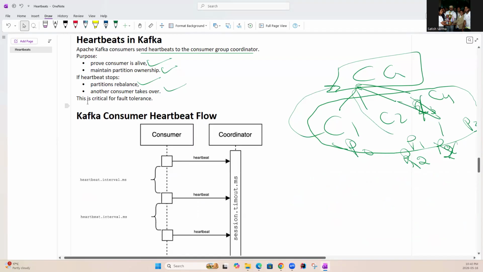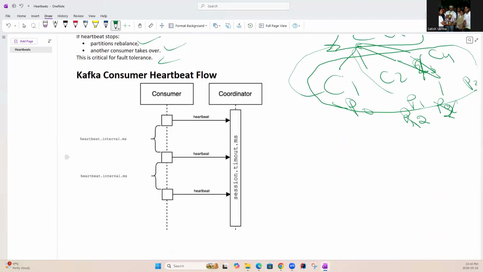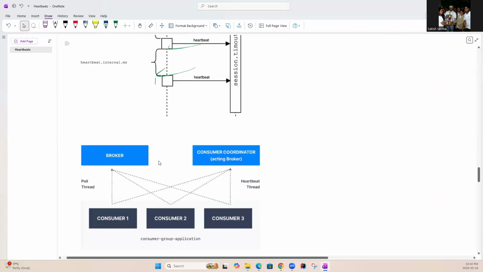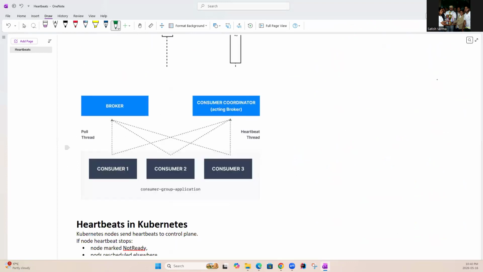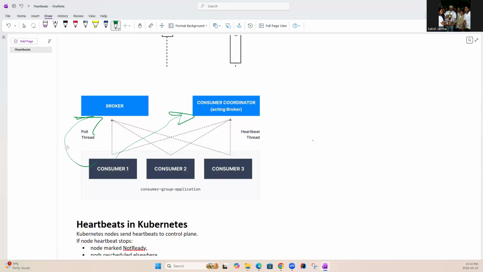So this is critical for fault tolerance. Here you can see the consumer is sending heartbeat, heartbeat, heartbeat, to the coordinator. The consumer sends heartbeat to the broker, and the consumer sends heartbeat to the consumer coordinator as well, acting as the broker. I already explained that.